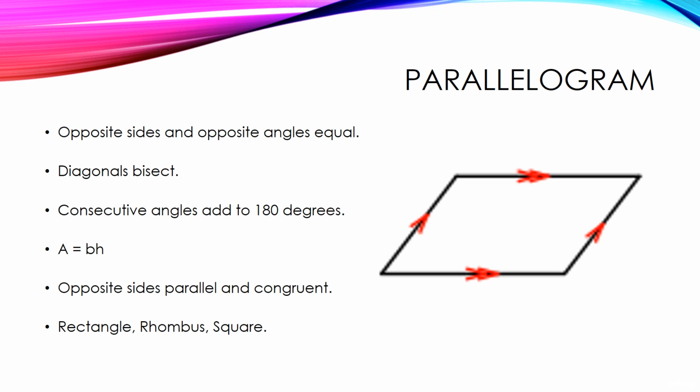A rectangle is a parallelogram with all angles fixed at 90 degrees. A rhombus is a parallelogram but with all sides equal in length. A square is a parallelogram but with all sides equal in length and all angles fixed at 90 degrees.